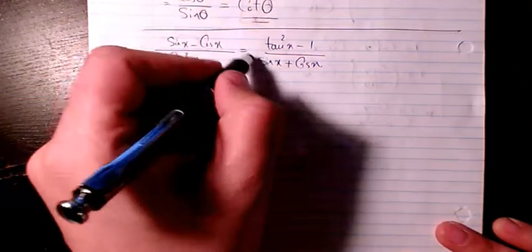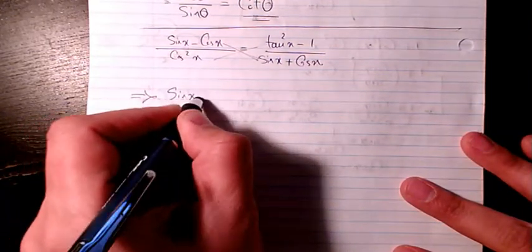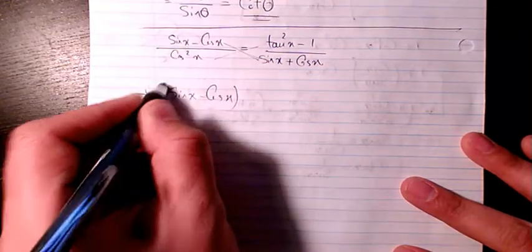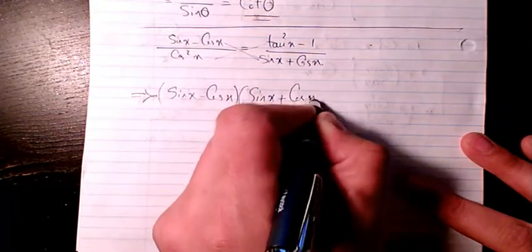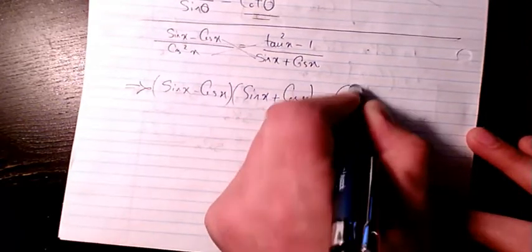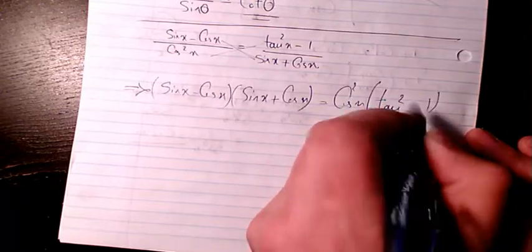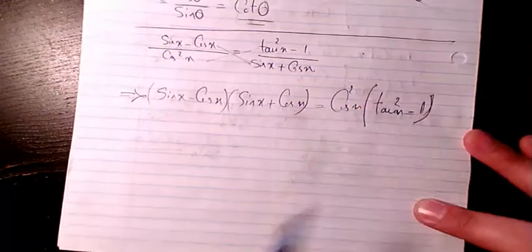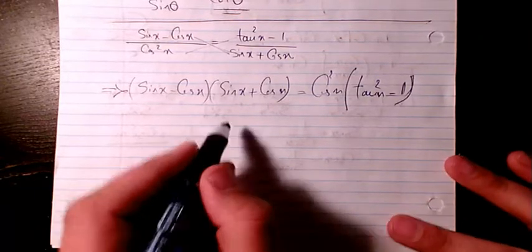So the first thing, as you know, we need to do cross multiplication. So we have (sine x minus cosine x) times (sine x plus cosine x) has to be equal to cosine squared x times (tan squared x minus 1). So that's the product of cross multiplication.